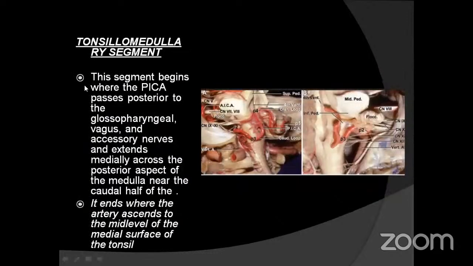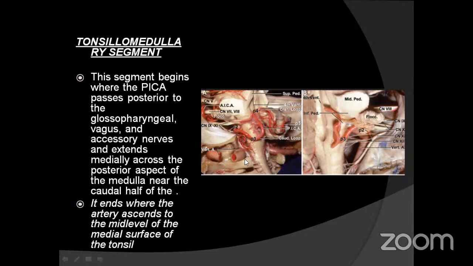The third segment, or the P3 segment of PICA, is the tonsillomedullary segment. This segment begins where the PICA passes posterior to the glossopharyngeal, vagus, and accessory nerve, as we discussed previously, and extends medially across the posterior aspect of the medulla near the caudal half. It ends where the artery ascends to the mid-level of the medial surface of the tonsil.